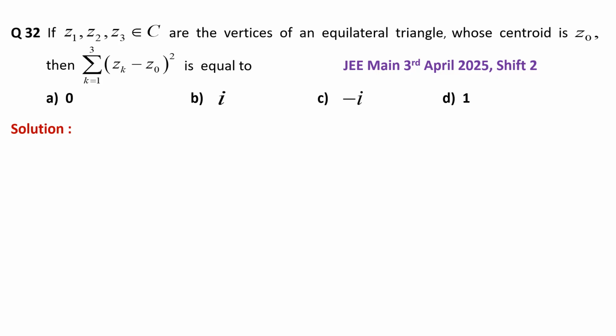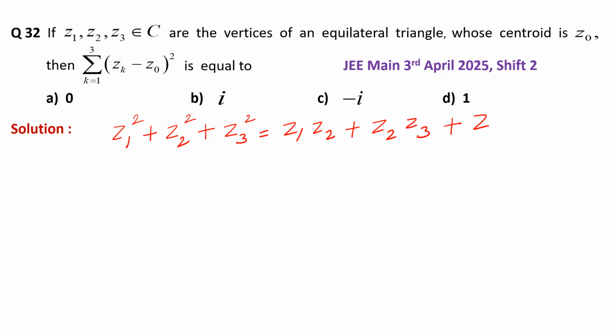And to solve this problem, I will use an important property associated with geometry of complex numbers, and that is if Z1, Z2, Z3 represent the vertices of an equilateral triangle in an Argand plane, then Z1 square plus Z2 square plus Z3 square equal to Z1 into Z2 plus Z2 into Z3 plus Z3 into Z1. Now we will use this property to solve this question.